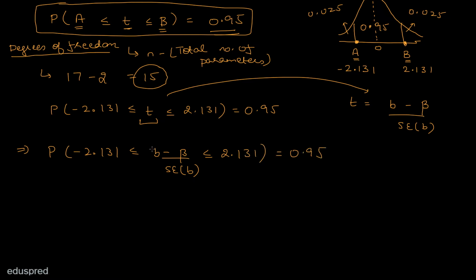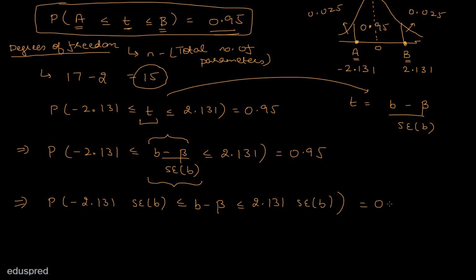Now, because we want to establish a 95% confidence interval for beta, I'm going to get rid of everything else that is over here. So I'm going to solve this equation in a manner such that I'm only left with beta in between. So what I'm going to do now is multiply all these three terms with the standard error of b. That means the first term will become minus 2.131 multiplied with the standard error of b. If I multiply the second term with the standard error of b, then the denominator will get cancelled. So I'll have just this. And the third term will become this.